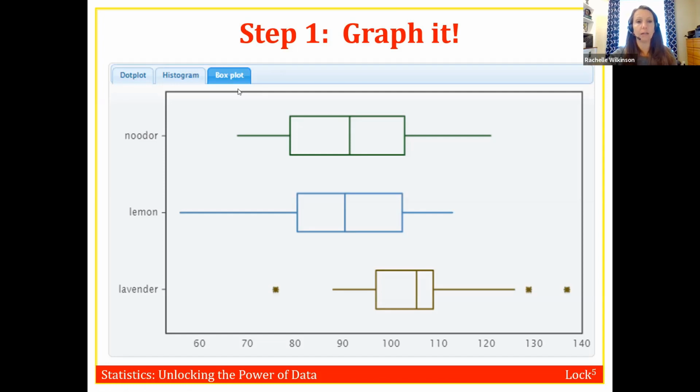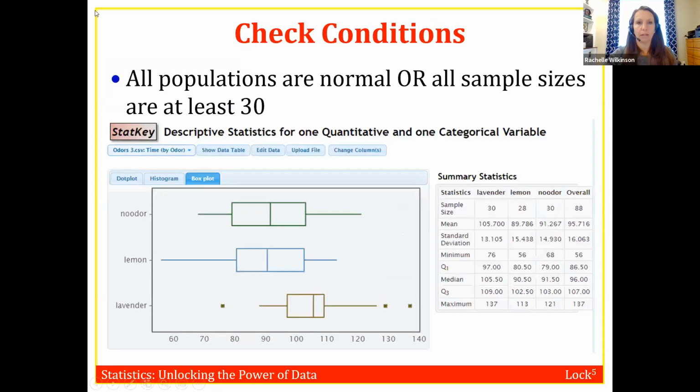So here I've done box plots of the data, and just looking at my box plots, does it seem like there's a difference? Does it seem like at least one of the odors had a different mean time spent in the restaurant than the others? What do you think? Yeah, I see a couple yeses there, and I think so. I think it looks like people spent a little bit more time in the restaurant when the lavender odor was present.